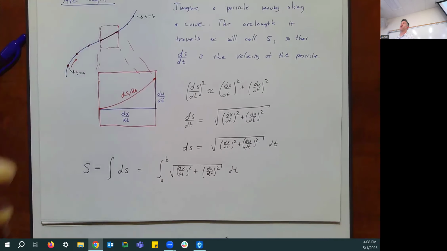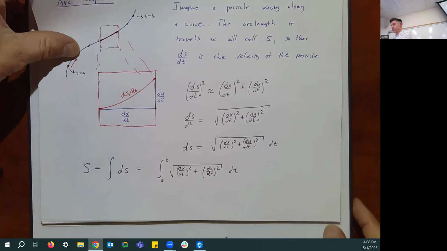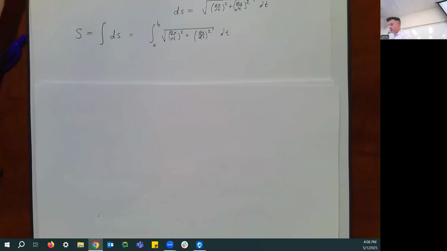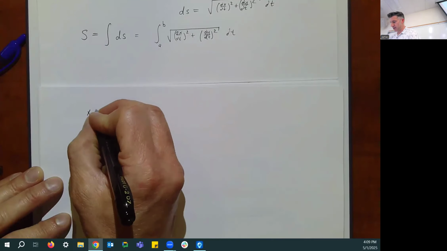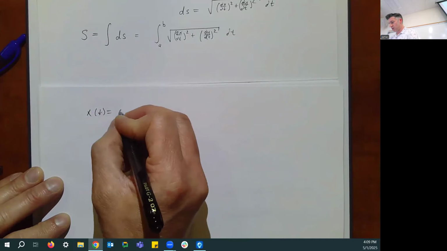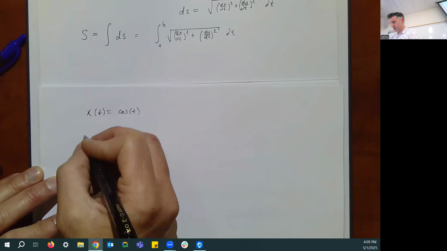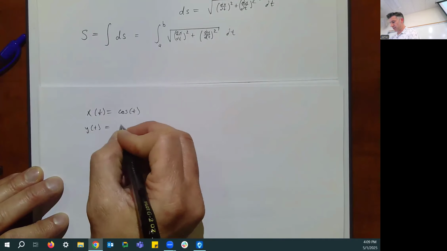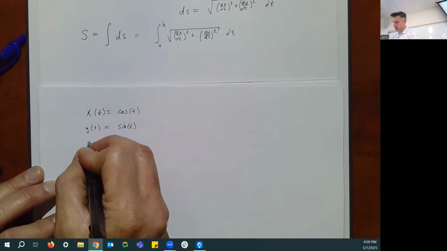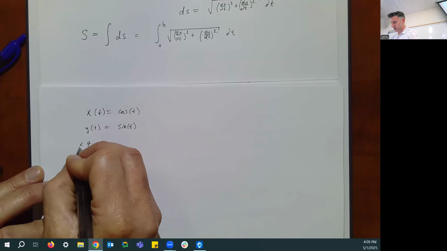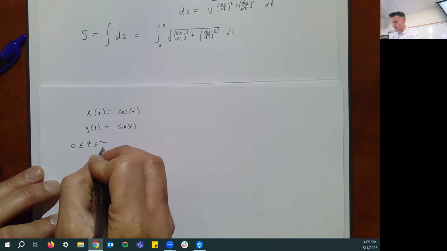So this is fine for functions that are defined parametrically. For example, here's a fun one. Let's say we have x as a function of t equal to cosine of t, and y as a function of t equal to sine of t, and t goes from 0 to pi.